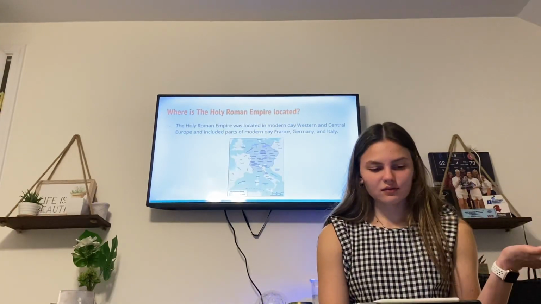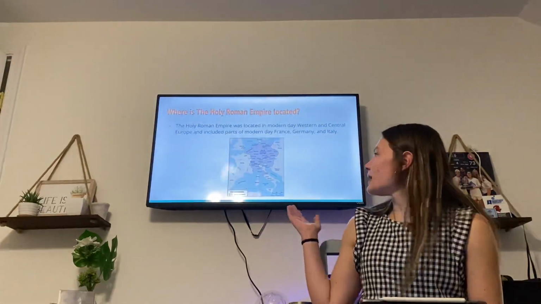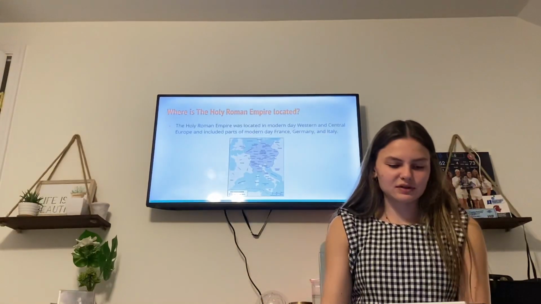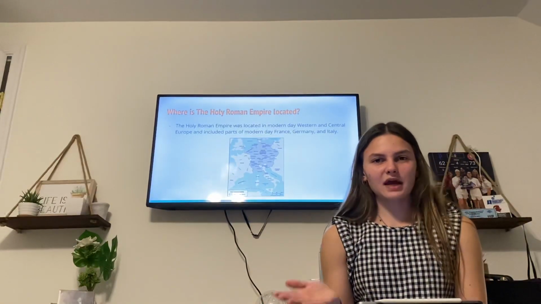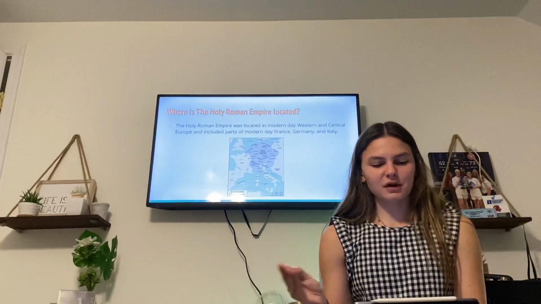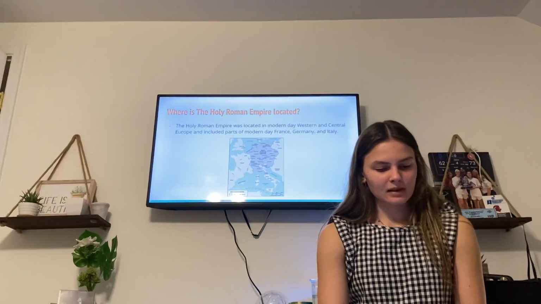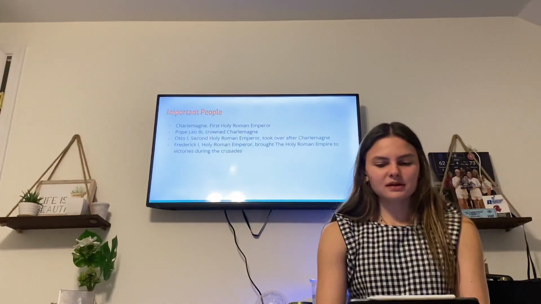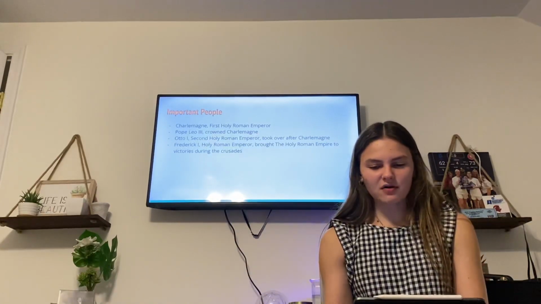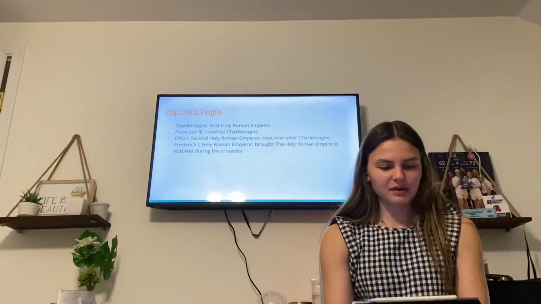Where's the Holy Roman Empire located? So as you can see on this map, this purple area, the Holy Roman Empire is located in modern-day Western and Central Europe, and includes parts of modern-day France, Germany, and Italy. This is just an overview of all the important figures that we've talked about and what they did to set up the Holy Roman Empire for greatness.